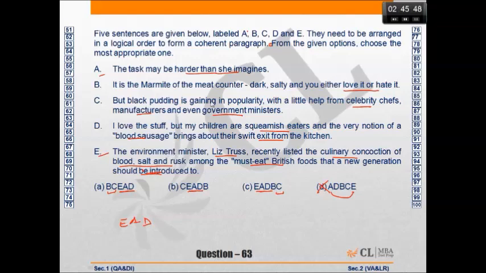Actually, I should have noticed this. C has to come before E. C talks about government minister, and this is a minister. Okay, the environment minister. So C, yeah, C before E. Okay, so I will actually eliminate this also because C is afterwards. So where should B come? Let me just read B. The Marmite. Okay. Yeah, C, but black pudding is gaining in popularity. It's Marmite, so it should be BC. Most probably, yes, the correct answer should be choice A.